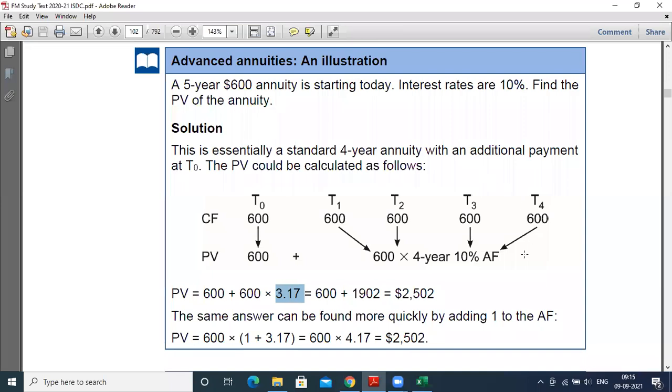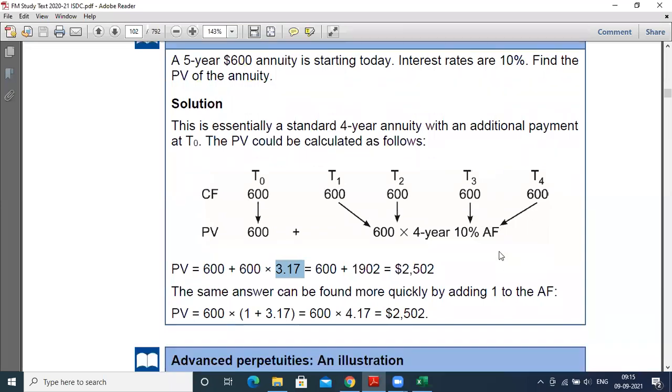So the same answer can be found more quickly here. You can also add this. So simply by adding 1, because for the first annuity factor, we assume it as 1. So that can also be done. The logic behind it is very, very simple.